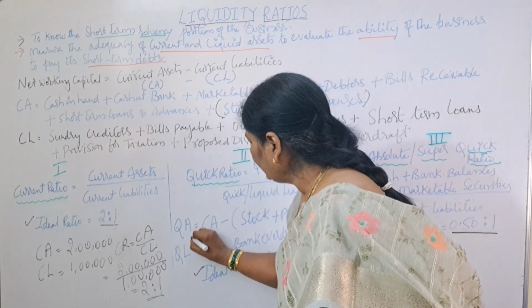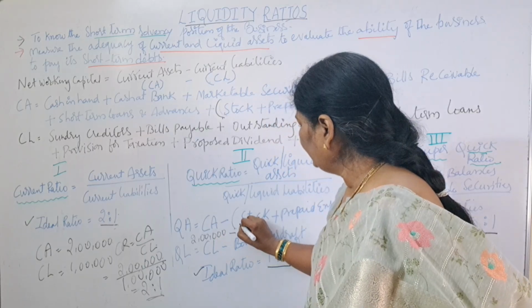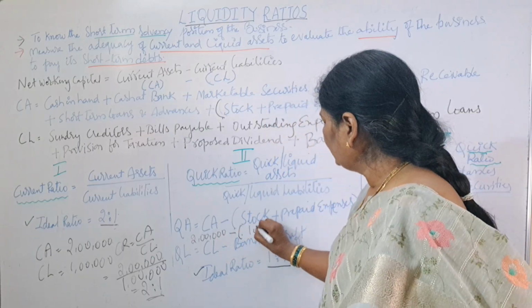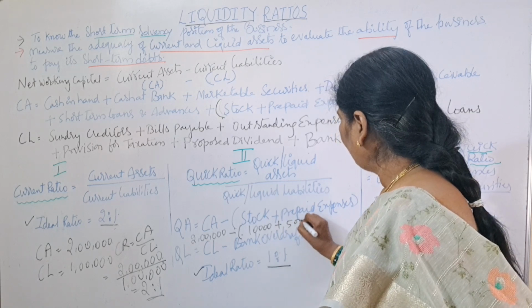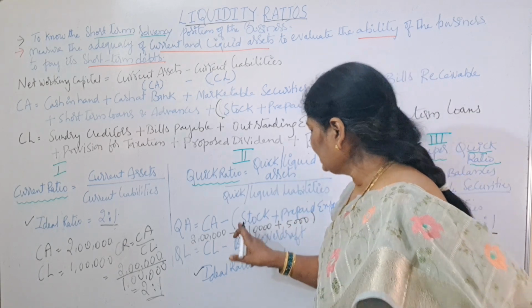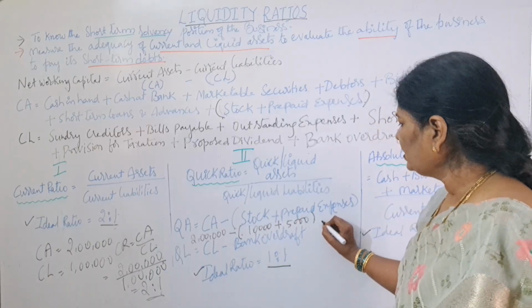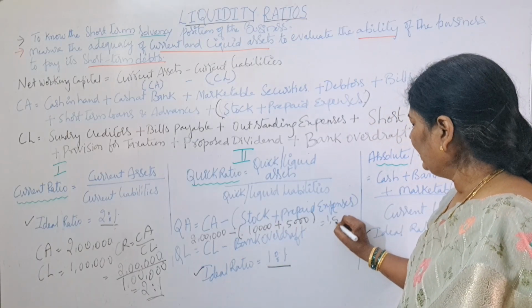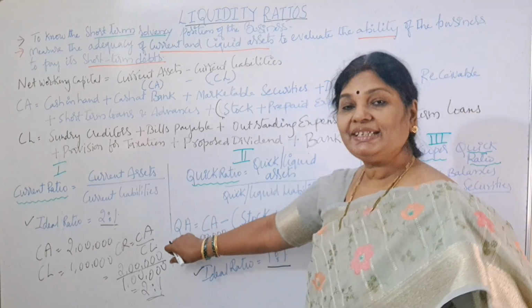So like that we show current assets minus stock plus prepaid expenses. Here how much amount did I tell you? 2 lakhs, right? And we have to deduct how much? Stock is how much? 10,000. Plus what are our prepaid expenses? 5,000. So 2 lakhs minus 10,000 plus 5,000, which means 15,000. How much is your quick assets value? 1,85,000. So like this you will get the quick assets value.